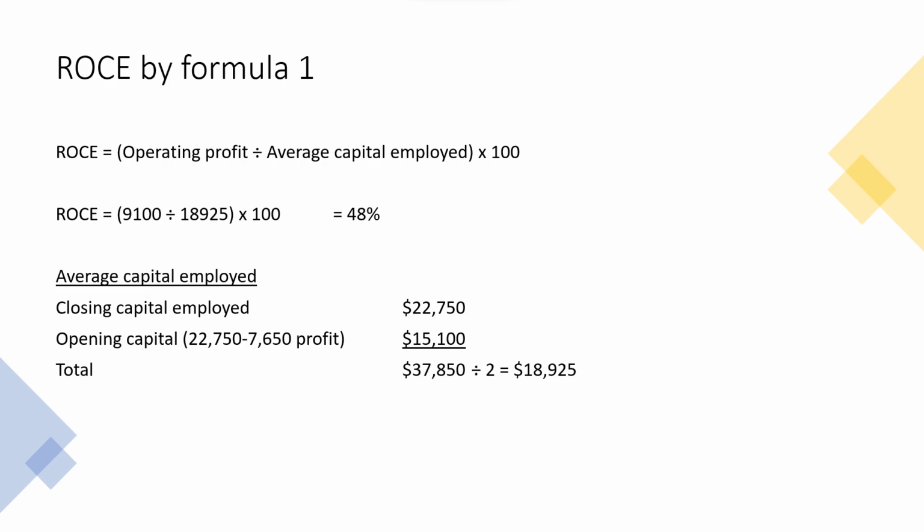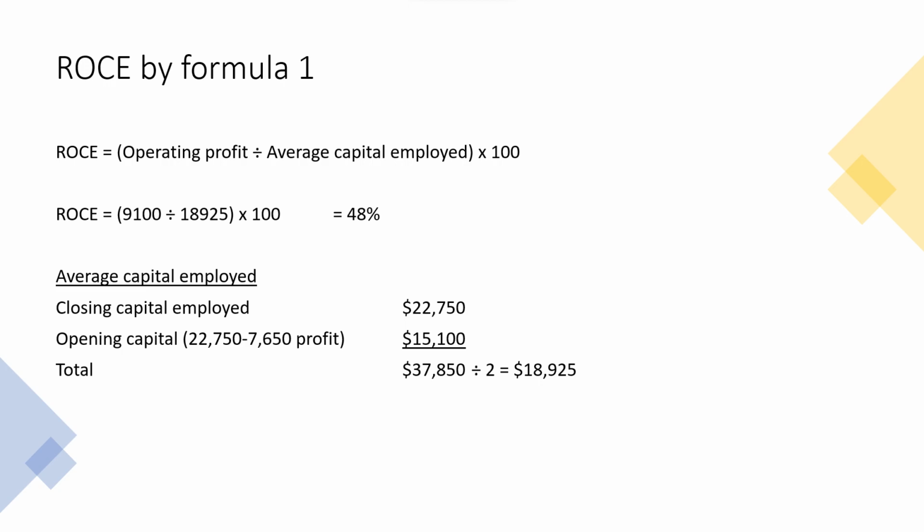Now we can calculate the return on capital employed by applying both the formulas one by one. In the first formula, we can calculate ROCE by dividing operating profit of $9,100 with average capital of $18,925 and by multiplying the result with 100. As the component of this formula suggests, it may be of interest to both the shareholders and the long-term creditors of the company. It may be noted that the value of average capital is calculated by adding the opening and closing capital and by dividing it with 2 as shown on the screen.